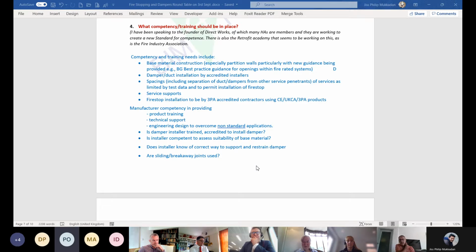I think that's a really good point. If you're talking about competency, it goes right down the line, doesn't it? Yeah. It's the old weakest link thing, isn't it?